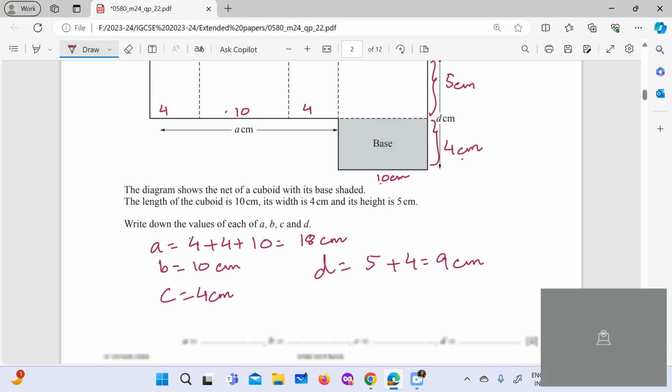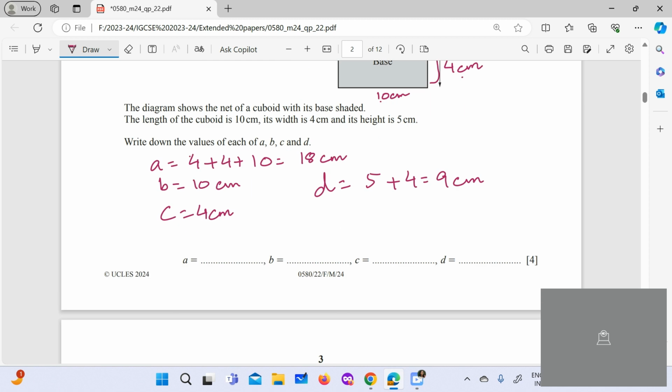And now you must write your answer in the given spaces. So if you don't write your answer here, it will not be evaluated. Please mention the units, as they have not mentioned. You must. So B is 10 centimeter, C is 4 centimeter, and D is 9 centimeter. I hope this is clear to everyone.